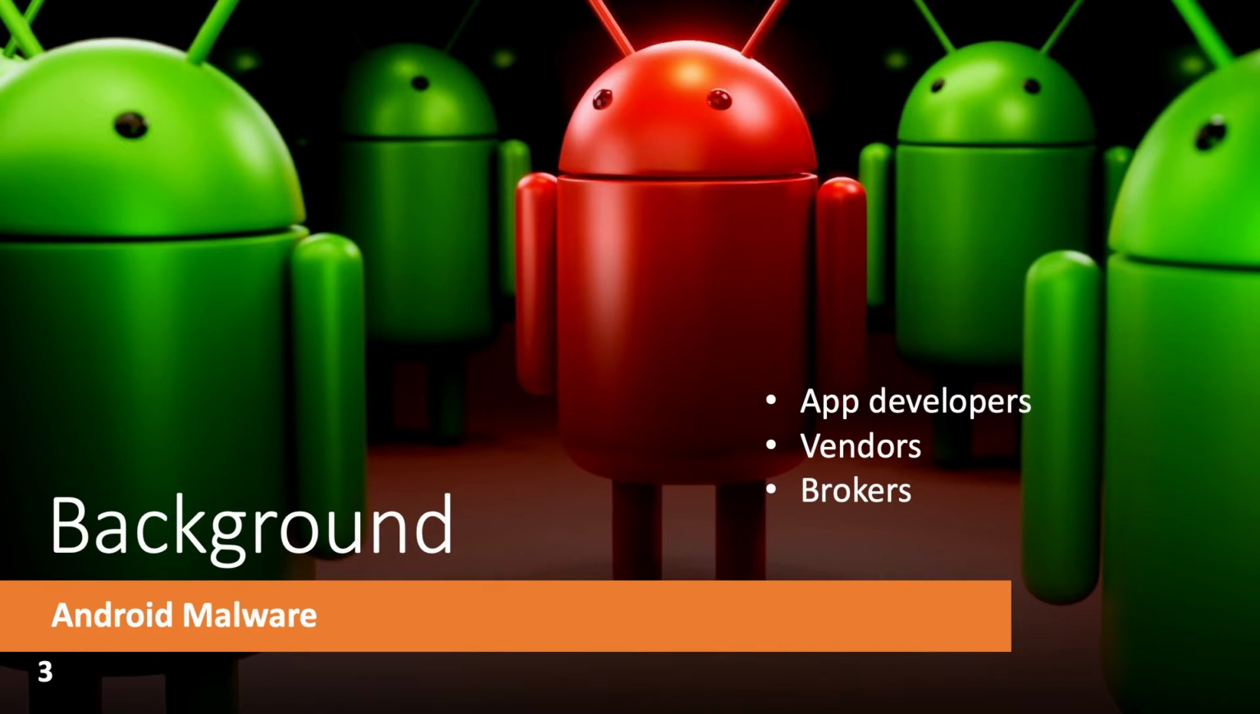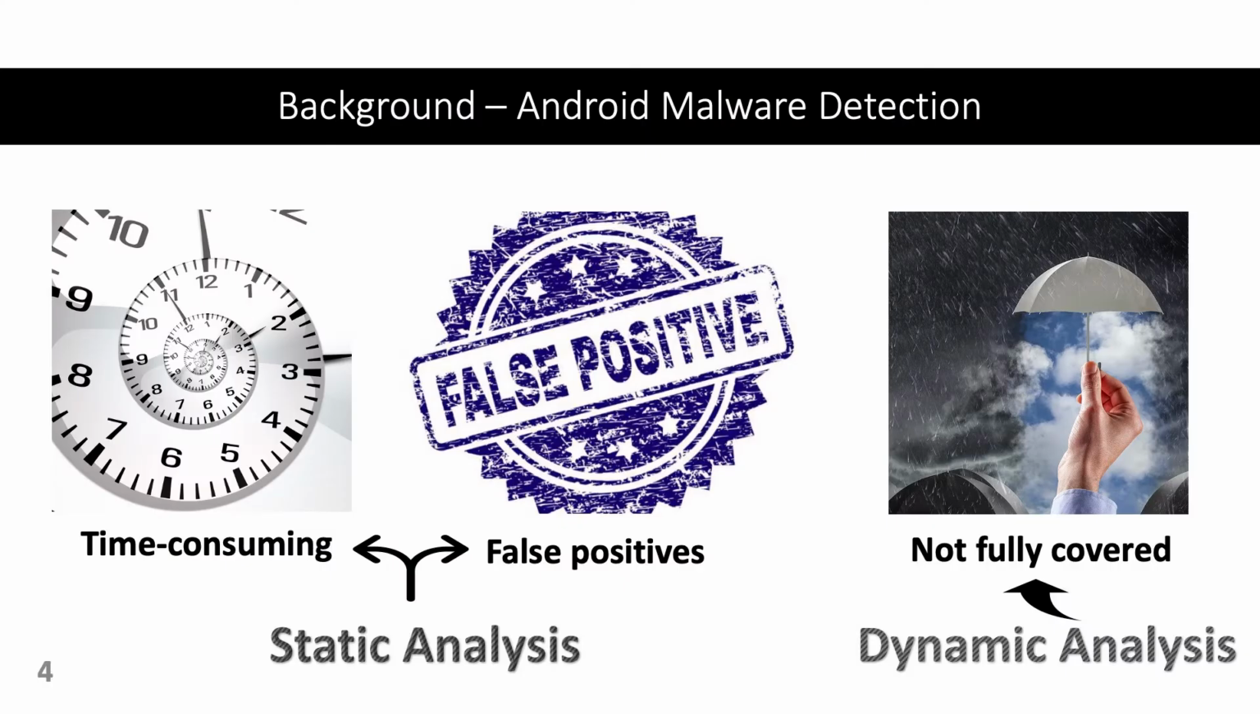Malware, or malicious software, is a blanket term for any kind of computer software with malicious intent. Android malware is malicious software that specifically targets Android devices. Ideally, mobile apps should be analyzed to check their security and privacy requirements conformance.